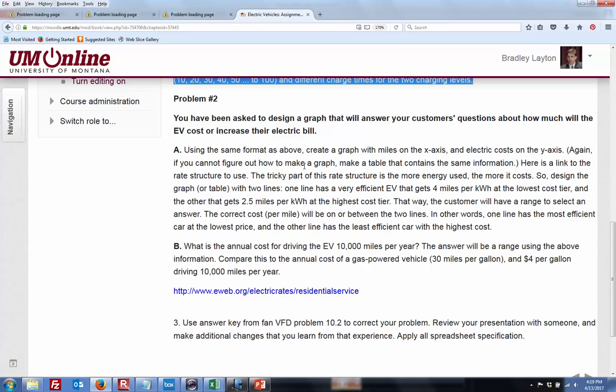One line has a very efficient EV that gets 4 miles per kilowatt hour at the lowest tier, and the other one gets only 2.5, at the highest cost tier. Oh, so it's like the best of both worlds and the worst of both worlds. The correct answer will be on or between the 2 lines. You can actually imagine making 4 different cases, so there's 2 rate structures and 2 mileages.